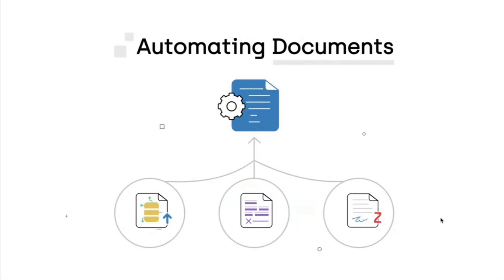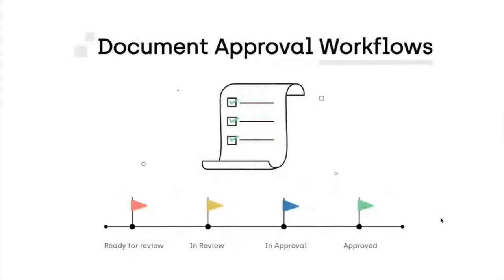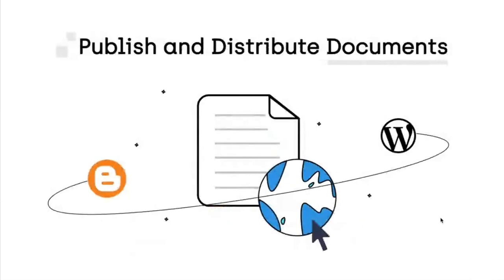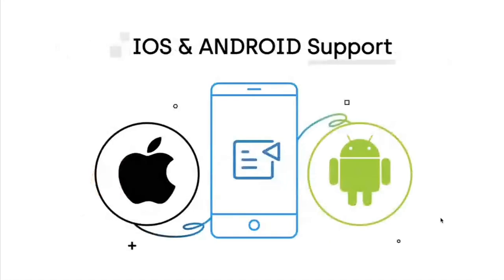We have provided an option of finalizing all the documents with multi-stage document approval workflows, as well as you can publish and distribute documents in multiple channels from the Writer platform itself, like in WordPress and Blogger. You can also create and edit documents from anywhere in this world on any device. So we have got applications for iOS and Android. And also with the mobile web browser support, you can edit files.